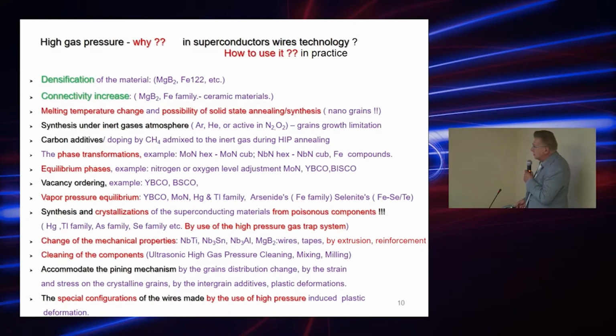Okay, high gas pressure. Why and for what are we going to use it? The first is the densification and connectivity of the materials, melting temperature change, and the possibility of solid state annealing and synthesis under high pressure. This is under inert gas atmosphere, with fast transformation. I put some examples of the experiments which you can do under high pressure. It's a lot. So the project will cover the mercury and thallium families, a lot of things.